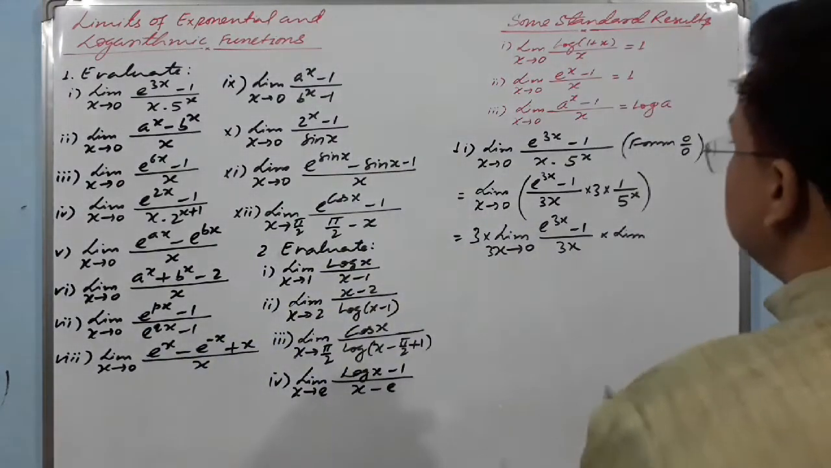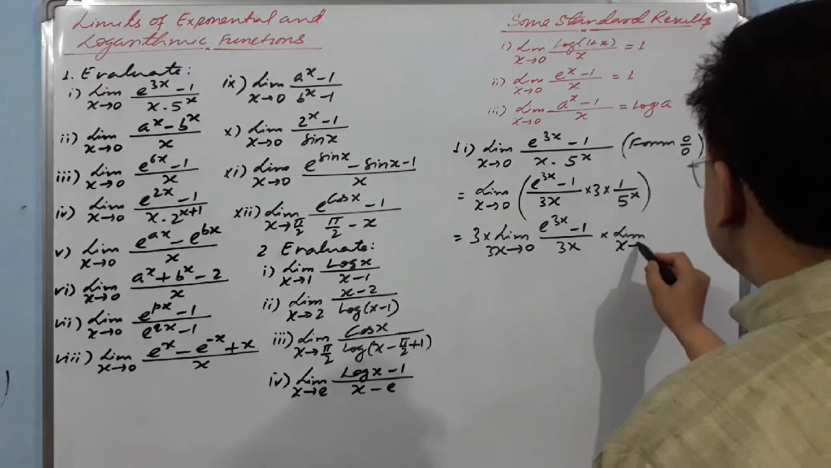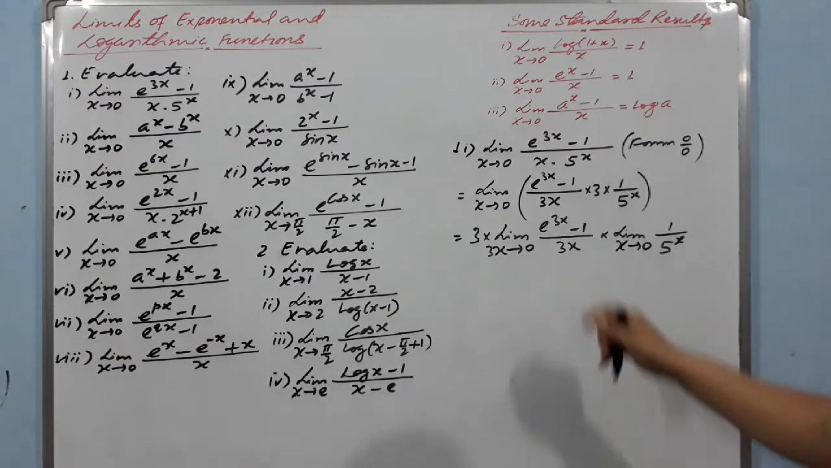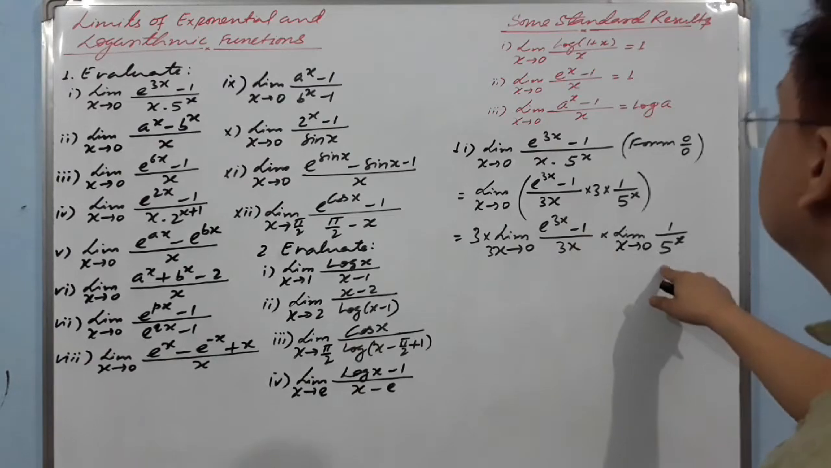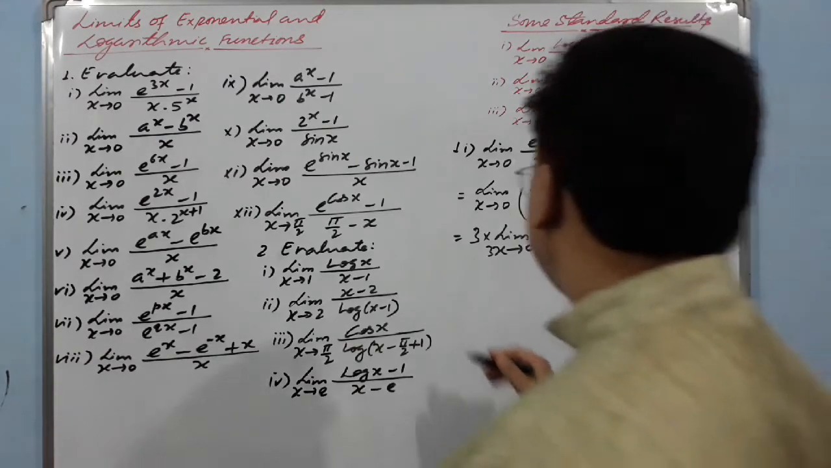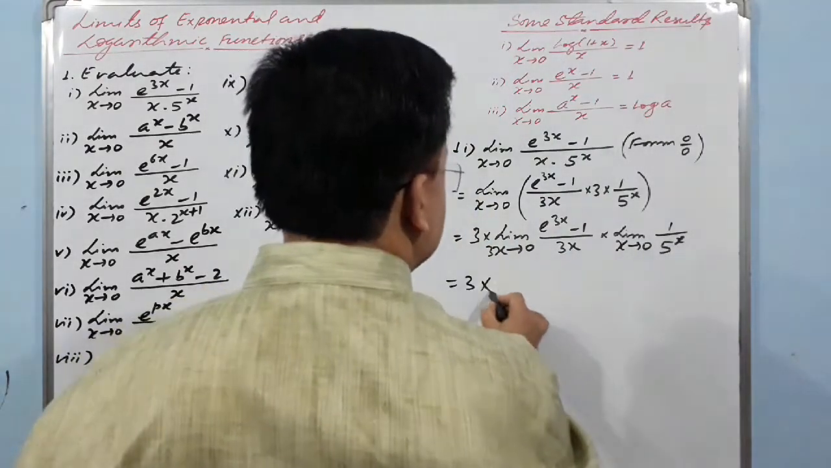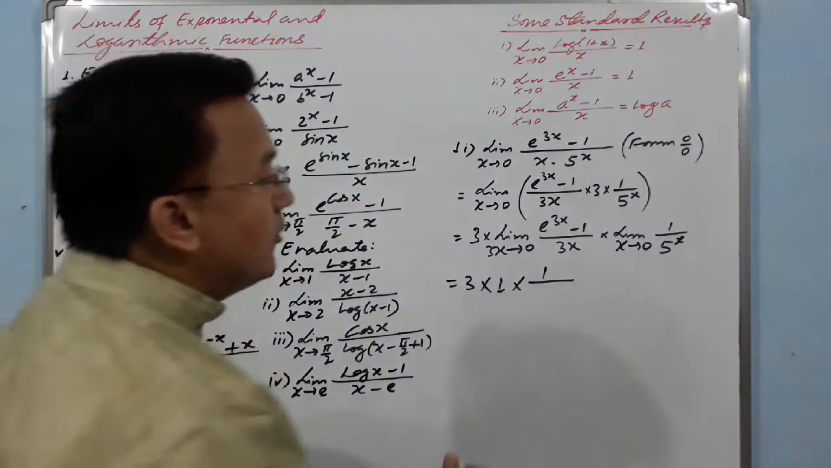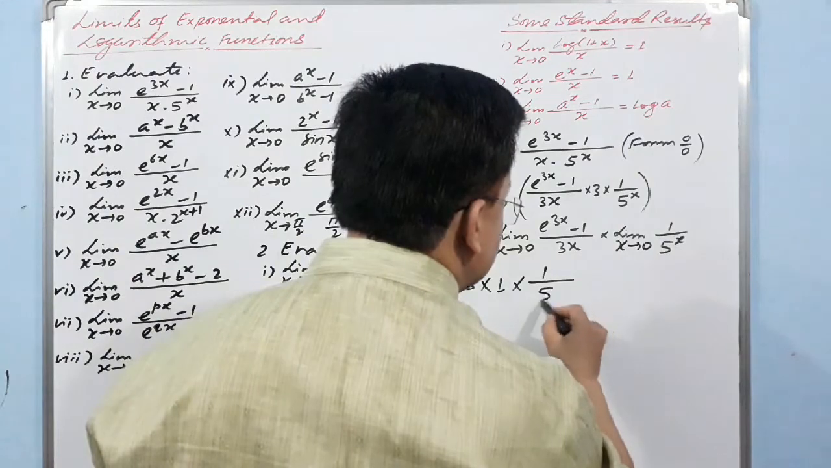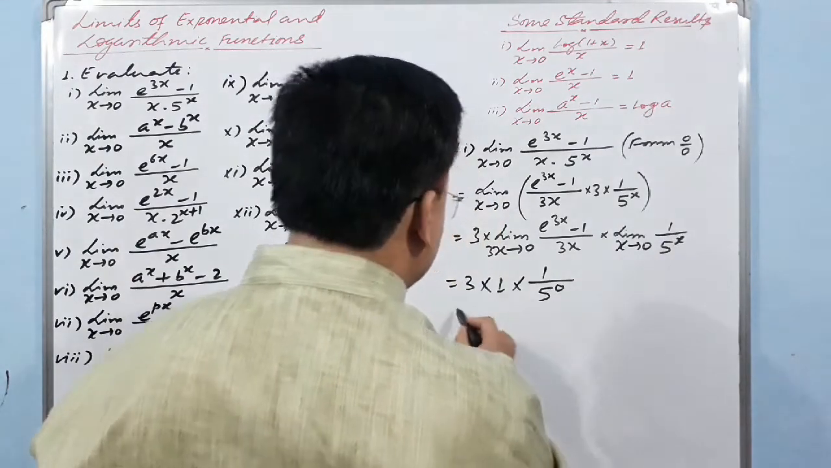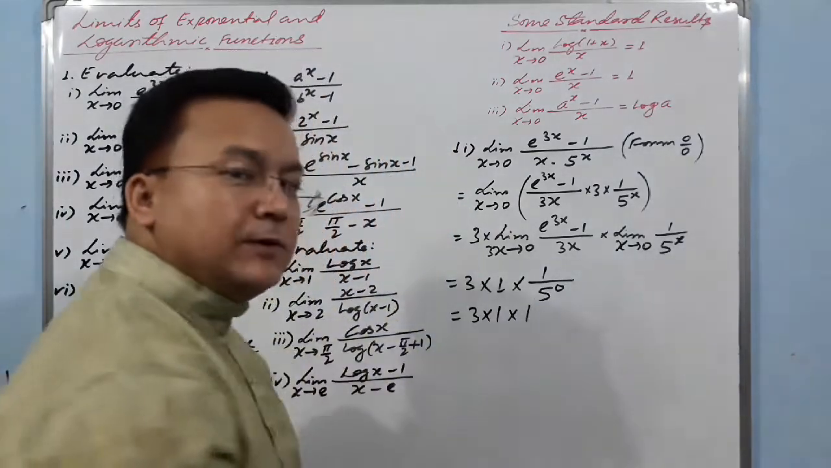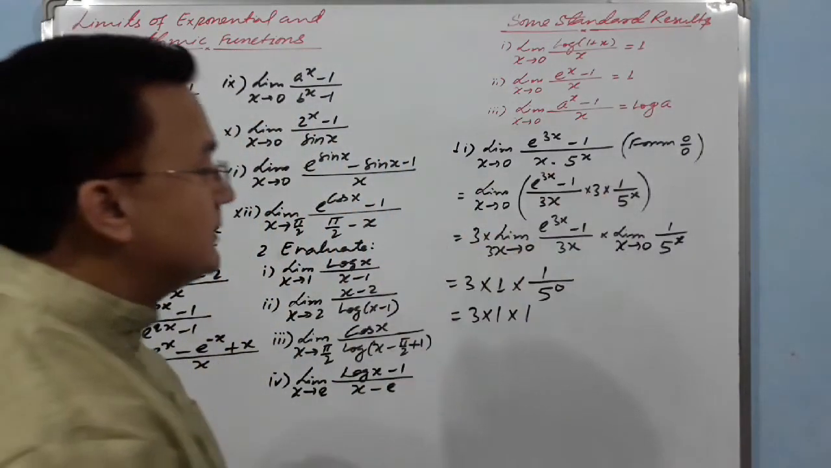So for this we don't need kx, just x tends to 0, and 1 upon 5 raised to power x. Okay, so this is in the standard result. This is not in indeterminate form. We can apply. And 3 times this is 1 times 1 upon, as x tends to 0, 5 raised to power x tends to 5 raised to power 0, is equal to 3 times 1 times 1. As we know, 5 raised to power 0 is equal to 1.